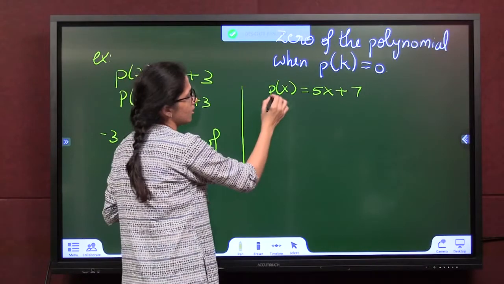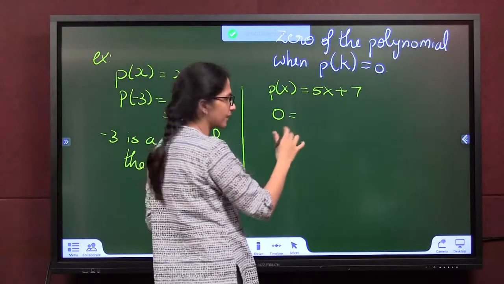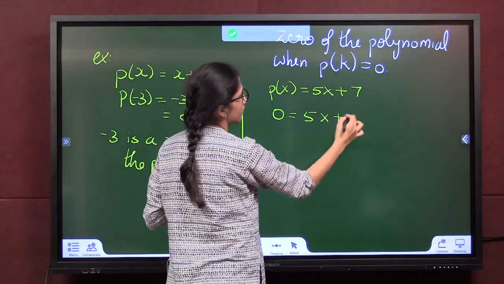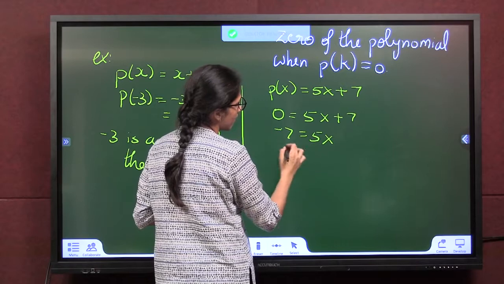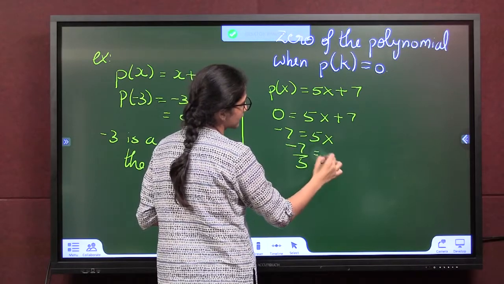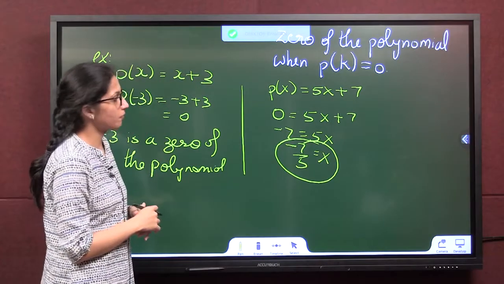Simple. Take p of x as 0. You only make it as 0. 5x plus 7 equals 0. Now solve for x. Minus 7 is equal to 5x. Minus 7 by 5 equals x. That means x equals minus 7 by 5 is a root of the polynomial.